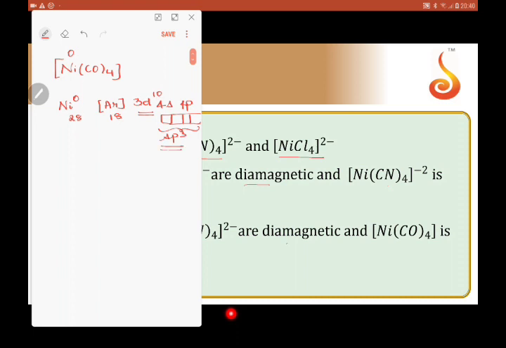The 3d subshell here is completely full. The sp3 hybrid orbitals also will be completely full. There are no unpaired electrons in this case. Therefore, Ni(CO)4 is diamagnetic.